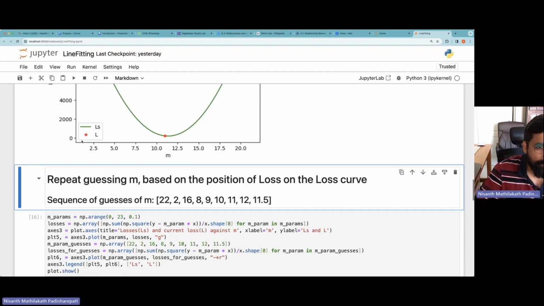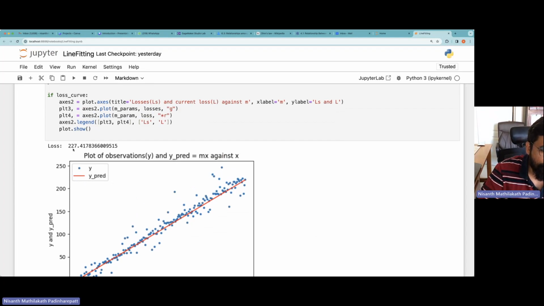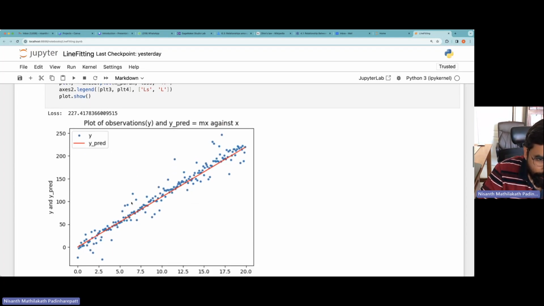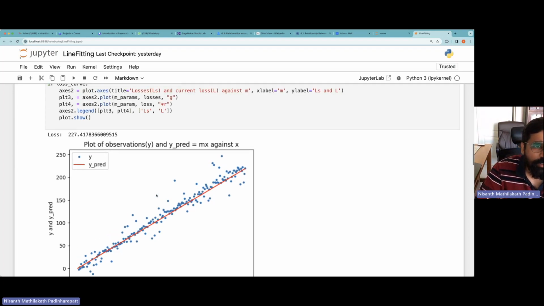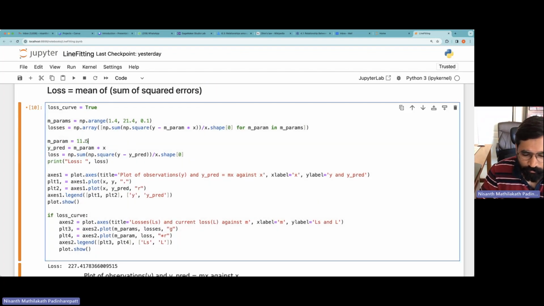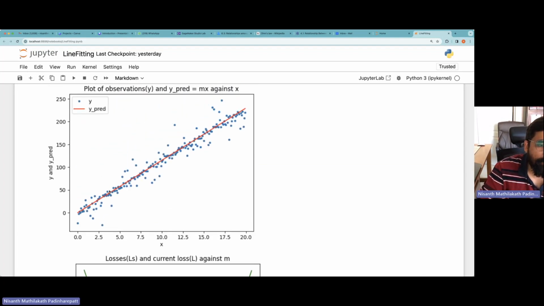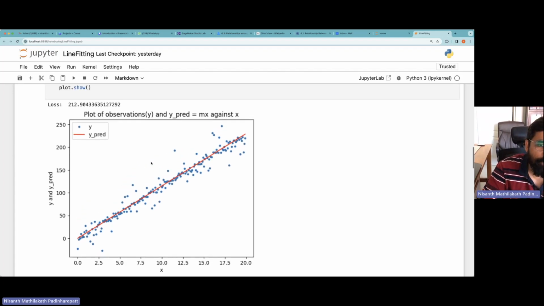Now the error is slightly less, 227. Let's see the plot. Now most of the dots are above the line, but it is very close. Now probably it is between 11 and 12. So let's try 11.5. Okay, now we get more or less close, very close. The dots are distributed above and below the line, more or less evenly.